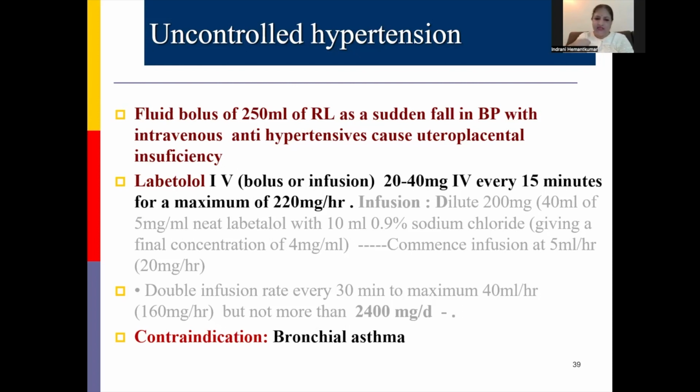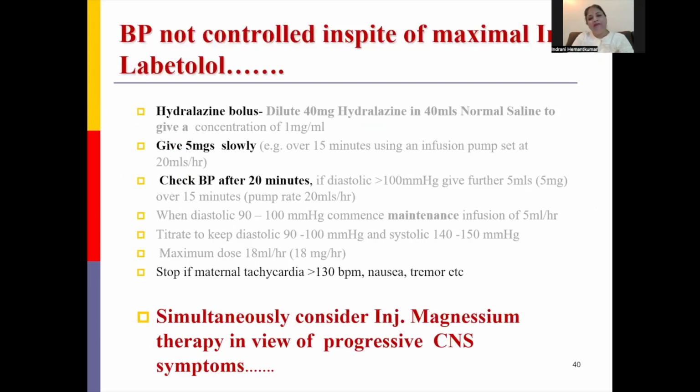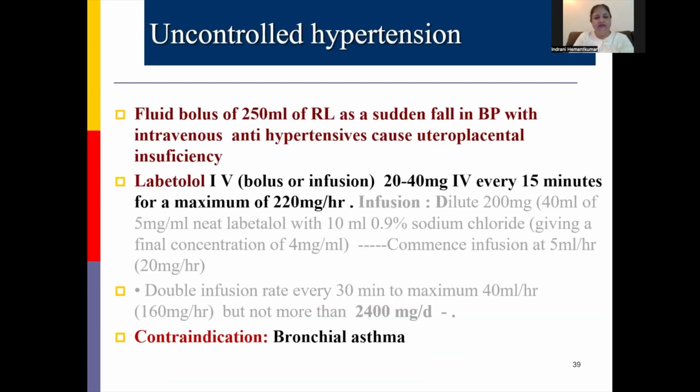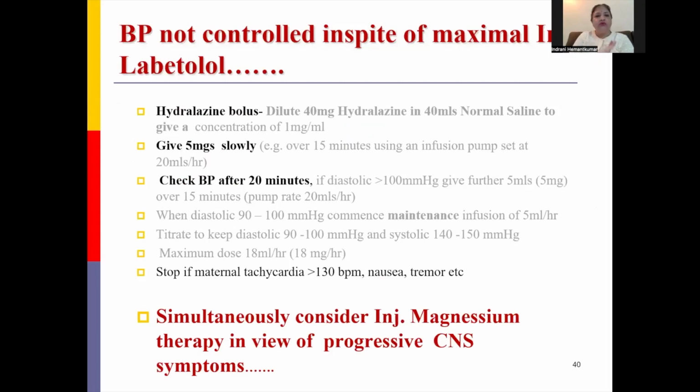15 minutes. And what is the contraindication for labetalol, and when should you use nifedipine? When the patient has bronchial asthma. And if the BP is not controlled, the maximum dose which you can give is about 220 milligrams per hour. If that is achieved and still the blood pressure is not coming down, then you can think of a hydralazine bolus, 5 milligrams slowly, every 15 minutes. Check the blood pressure every 20 minutes. If the maternal tachycardia is more than 130 beats per minute, then you have to stop it.